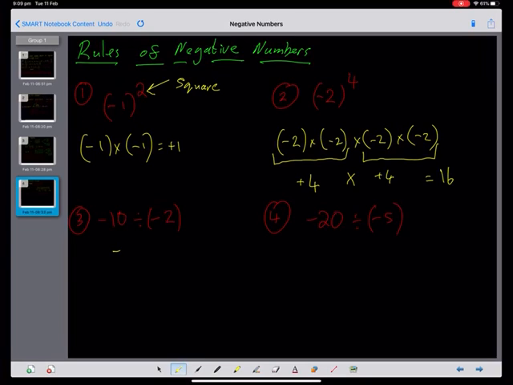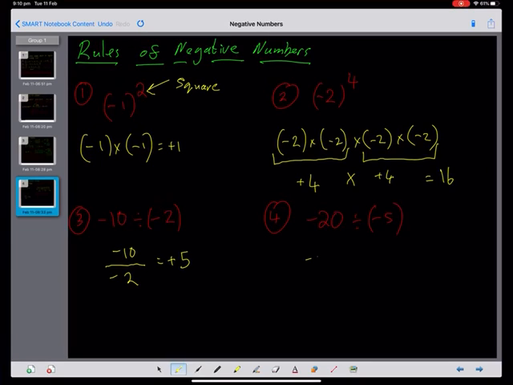So I'm just going to rewrite this as a fraction. It makes it easier to see what we're actually doing. So we've got a negative 1 divided by a negative 1, essentially. That's what negative divided by negative is. That's going to give a positive. And 10 divided by 2 is 5.